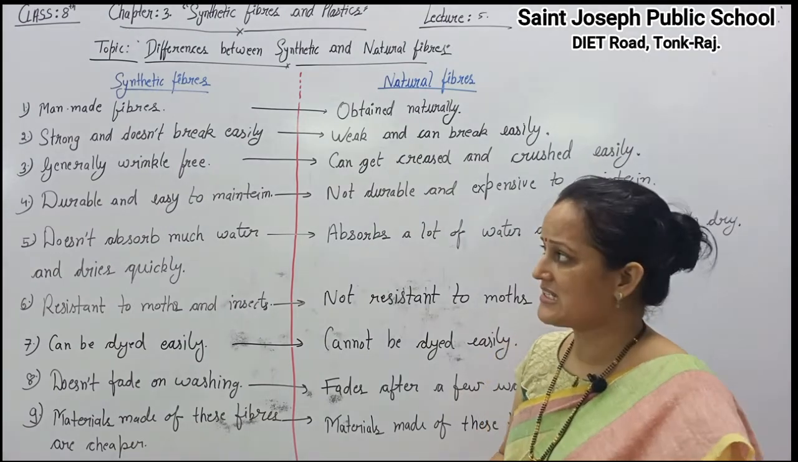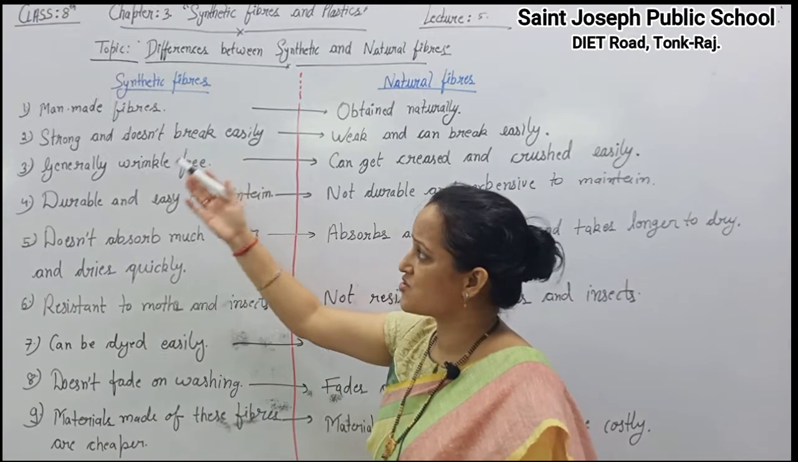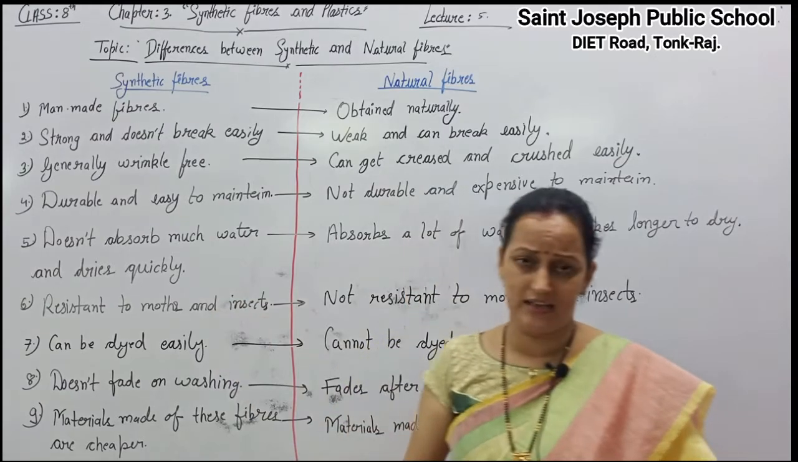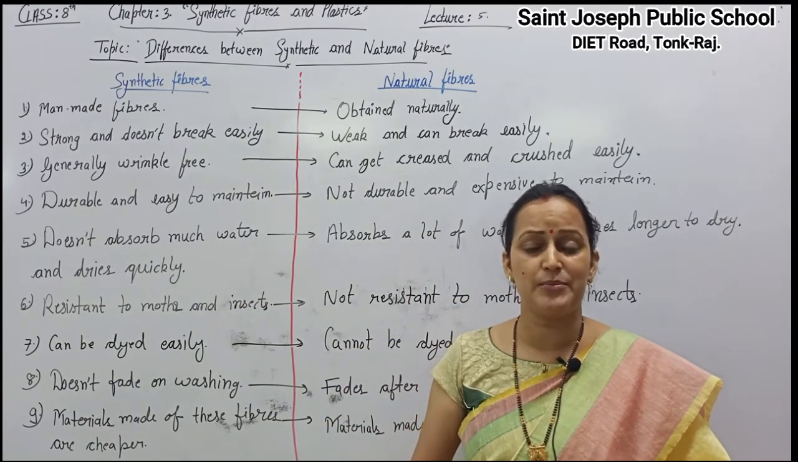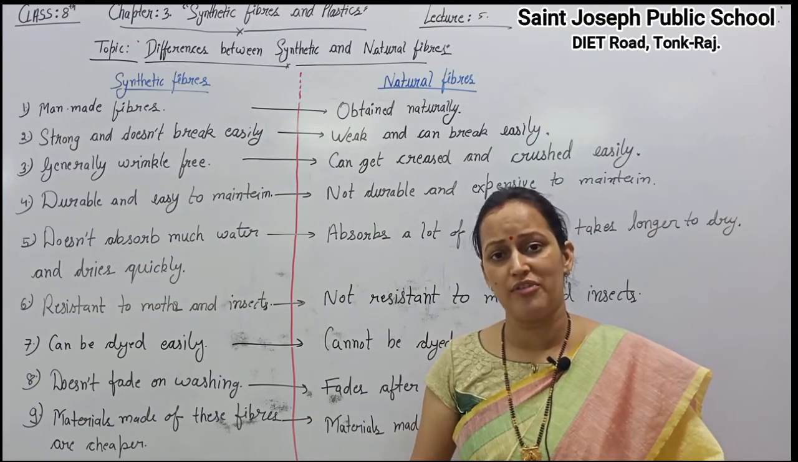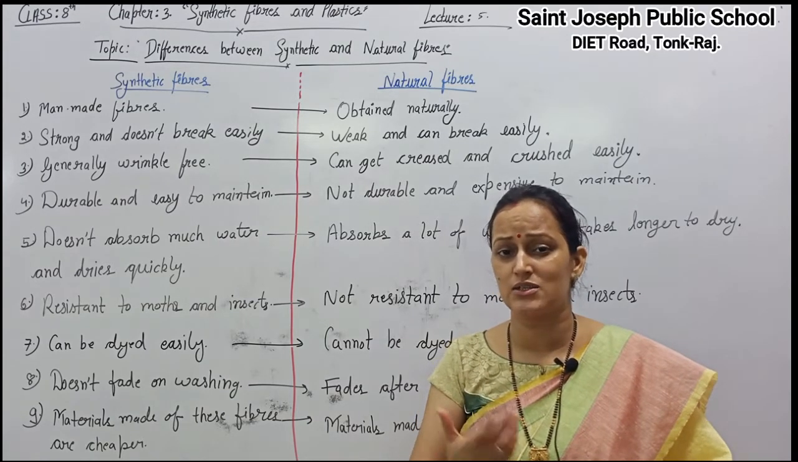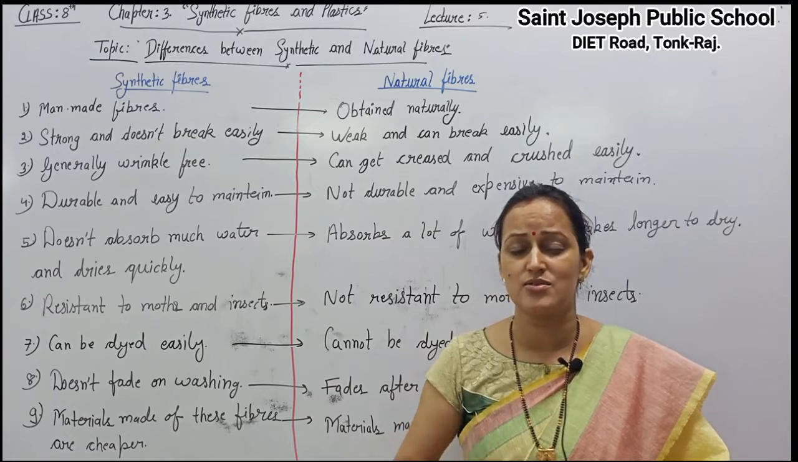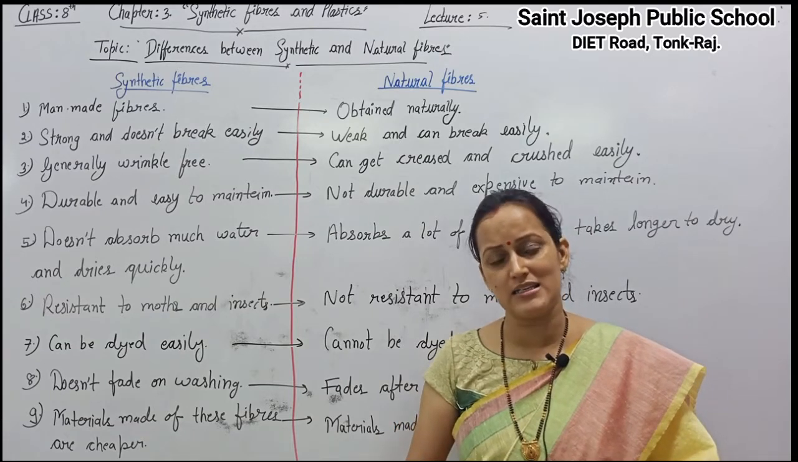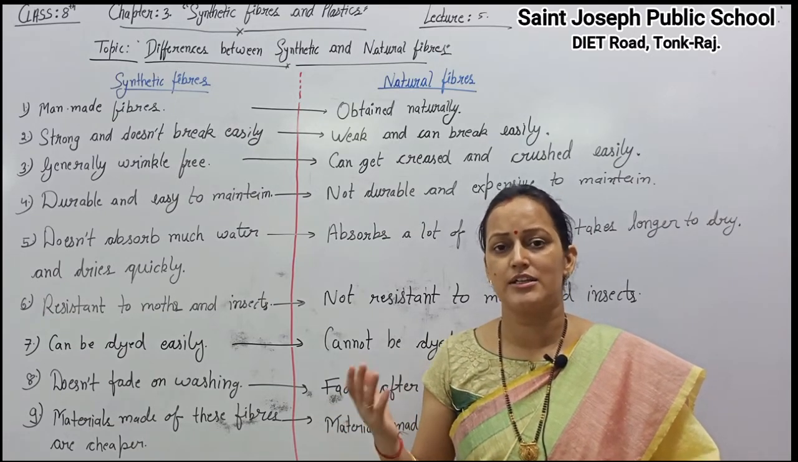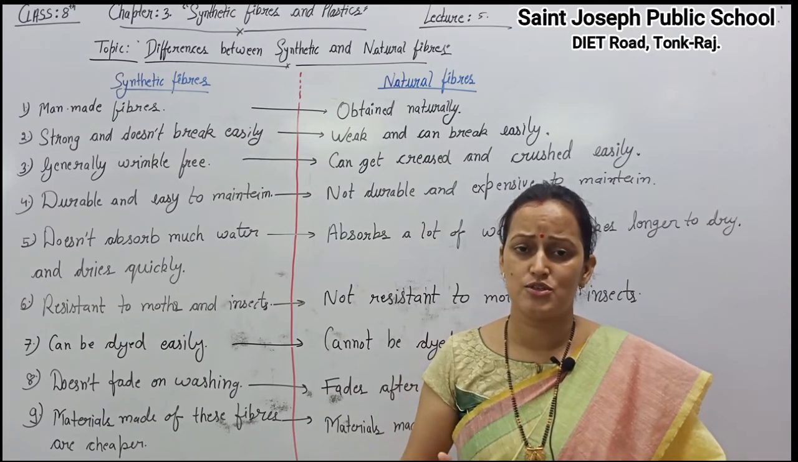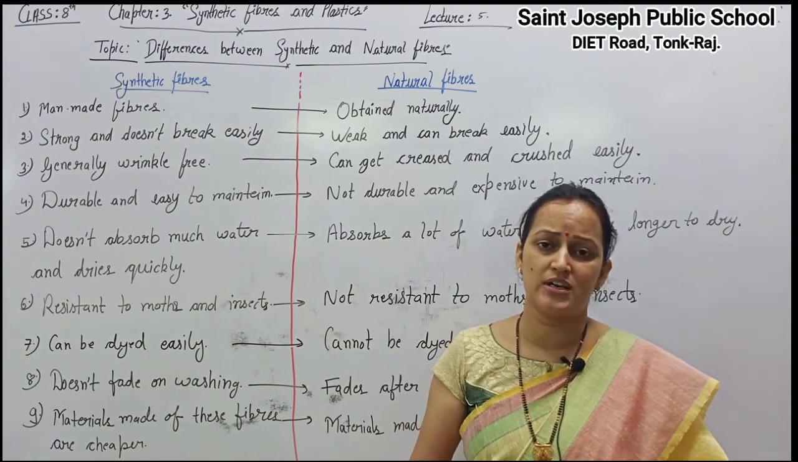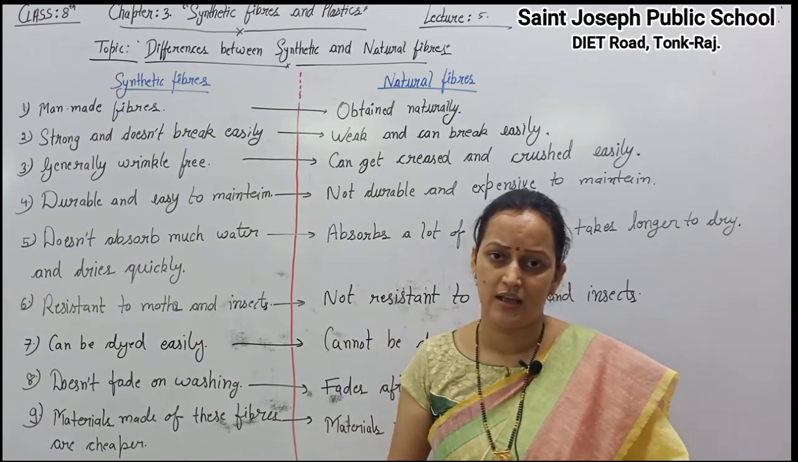The second difference is that synthetic fibers are strong and don't break easily, and the best example of it is the nylon fiber. हमने बात की थी इस बारे में that nylon fiber is stronger than steel thread. एक steel के thread से भी ज़्यादा strong होता है nylon fiber, and that is the reason it is generally used in the manufacturing of parachutes. जहाँ पे भी load bearing जो और ऑब्जेक्ट्स होते हैं उनमें जनरली हम सिंथेटिक फाइबर्स को यूज करते हैं.